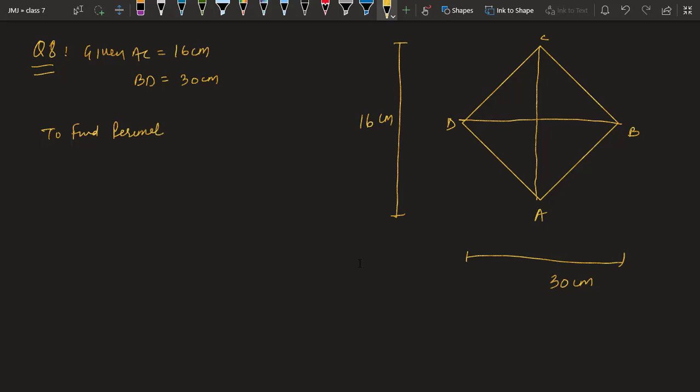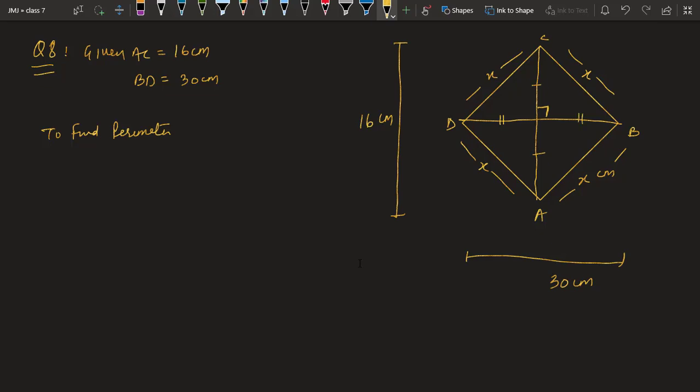perimeter. We all know in a rhombus all sides are equal. That means if this is x centimeter, this is also x centimeter, this is also x centimeter, and this is also x centimeter. Second thing we know is diagonals bisect perpendicularly. That means this angle is 90 degrees and this length equals this length, this length equals this length.